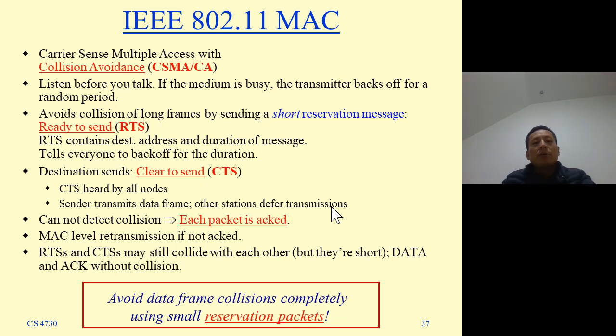So the basic idea is, when we do Ethernet collision detection, when you send something, everybody sees it, but in Wi-Fi you cannot assume this. So to resolve collisions, we use CSMA/CA. The fundamental idea is you listen before you talk. If the medium is busy, you back off. And you try to avoid collisions of long frames, which means it's still possible you may collide for short frames, but for long frames we don't want collisions.